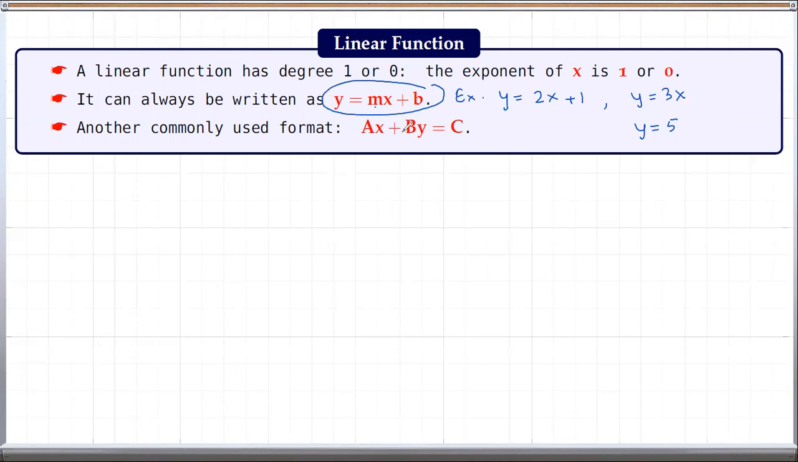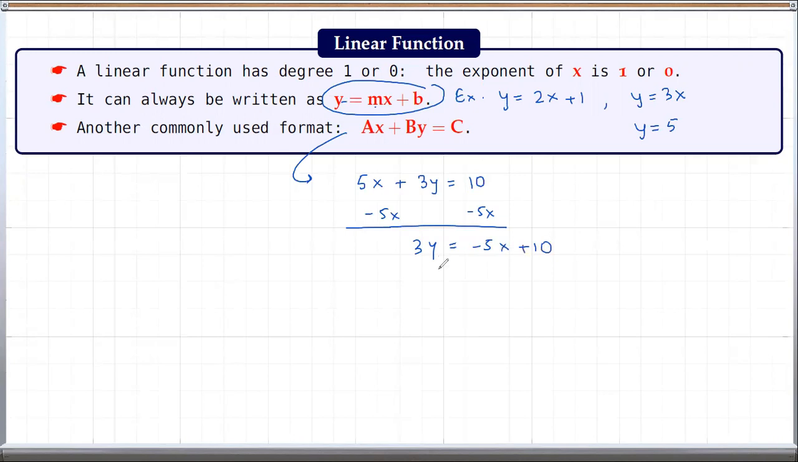And another commonly used format is ax plus by equals c. As an example of that, we can have 5x plus 3y equals 10, for example. And if we like, we can quickly write this in the format y equals mx plus b, because we can isolate y from here. We just need to subtract 5x from both sides. So that will give us 3y equals negative 5x plus 10.